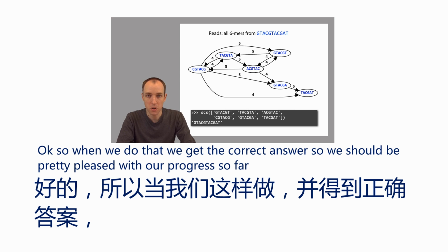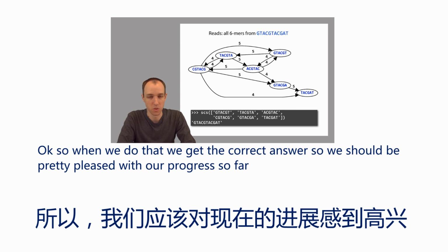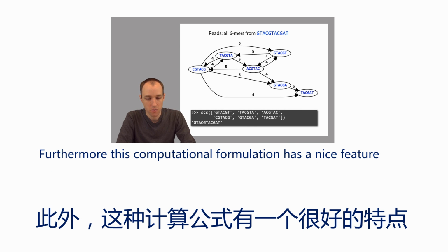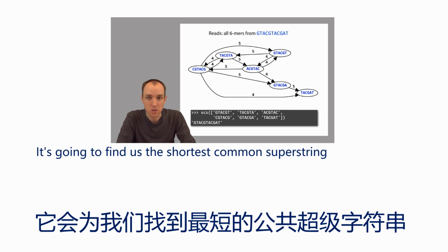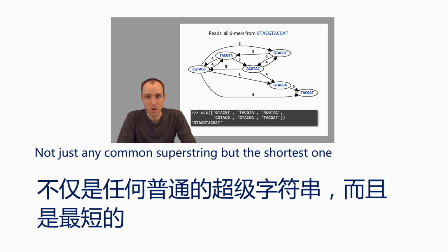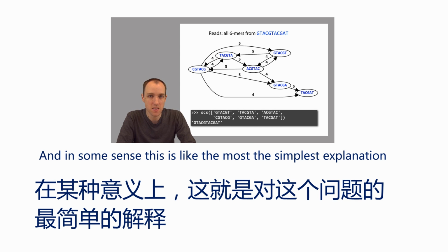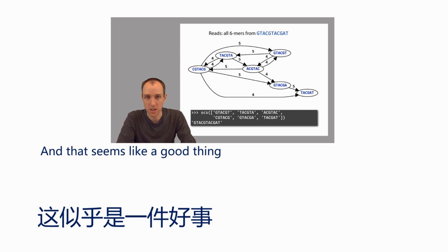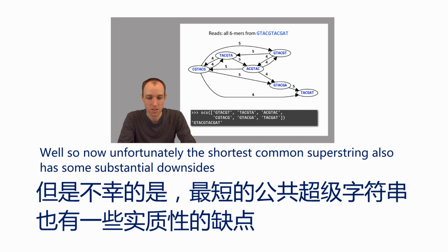So when we do that, we get the correct answer. We should be pretty pleased with our progress so far. We've formulated a computational problem that seems to correspond very closely to the assembly problem that we would like to solve. Furthermore, this computational formulation has a nice feature. It's going to find us the shortest common superstring, not just any common superstring, but the shortest one. In some sense, this is like the simplest explanation, or the most parsimonious explanation, for the set of input reads that we started with. That sounds like a good property to have.